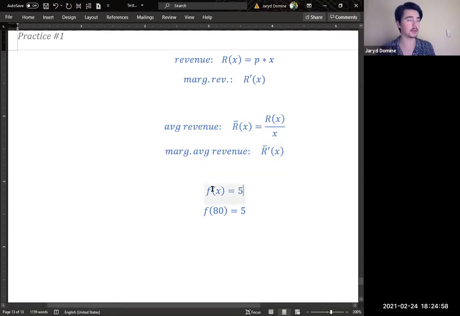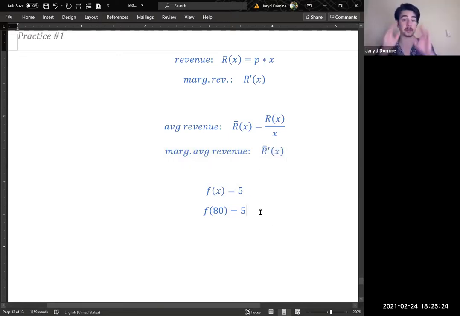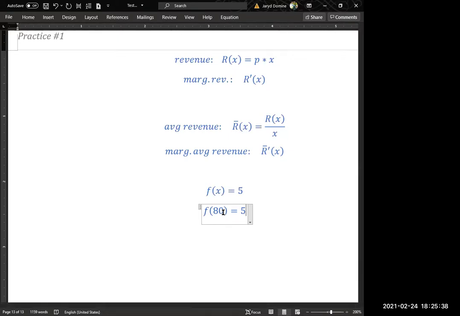So whatever marginal average you came up with, if it doesn't have an X in it, then the 80 doesn't matter. It's always the same number. So it'll just be whatever number you got. Does that make sense? Yeah. Okay, good. So if you don't have a place to plug in an X, you don't have to plug in an X. So that's just the answer. Plug in an 80, nothing changes. You still get 5 for this one. Okay, that makes sense. Thank you.